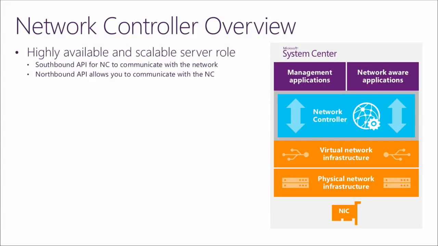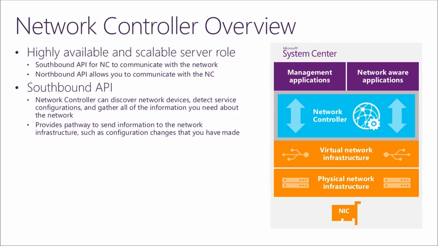And if we look at what it is, okay, highly available, scalable, when you deploy more than one. Southbound APIs for the network controller to communicate with those key pieces of the infrastructure. Northbound APIs, REST APIs for you to communicate through PowerShell, through templates, or whatever it may be. So with the southbound API, it's going to go out and it's going to discover the stuff in your environment, the network devices, the configurations you've got, all the information about that network. And that's a pathway for you to apply your policies down to those relevant components that it's discovered.